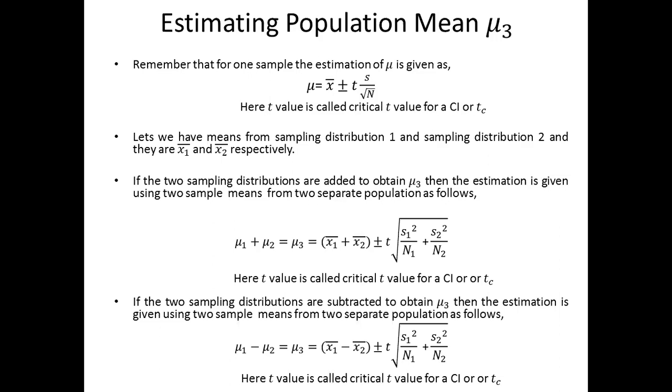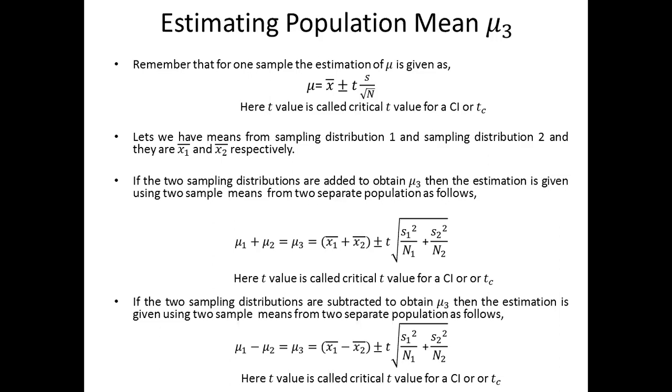Now coming to the estimation. Remember that for one sample, the estimation of population mean mu was given by the equation mu is equal to x bar plus minus t s upon root n. Here the t value is called the critical t value for a confidence interval, and is also sometimes indicated with t subscript c, where c is for critical.